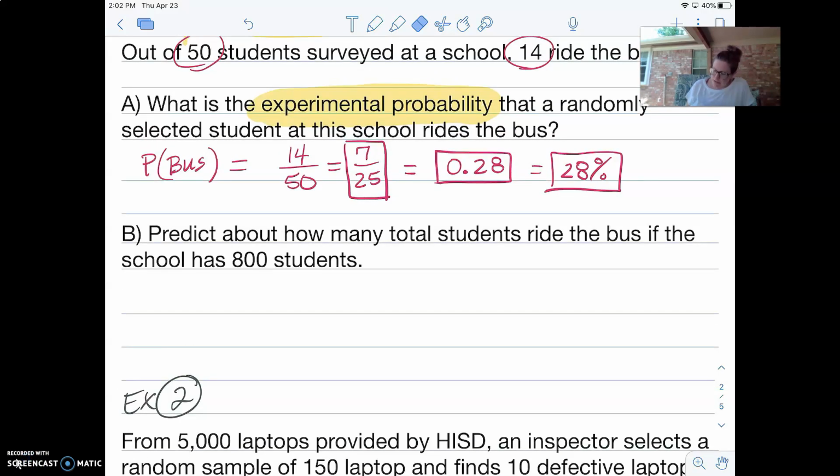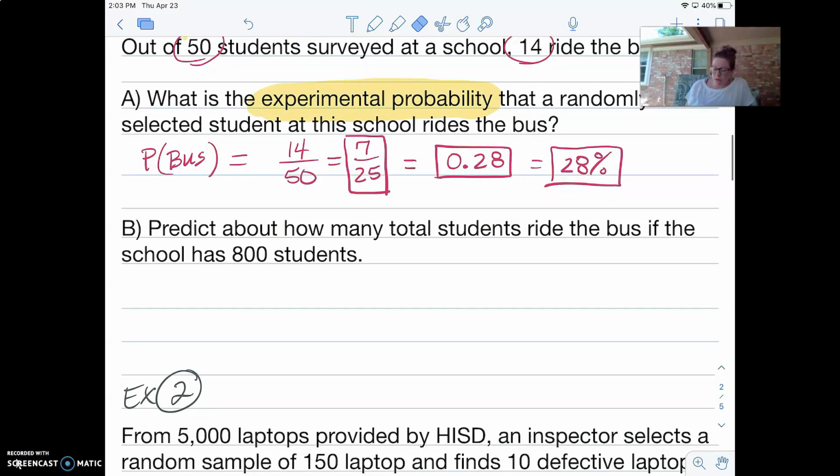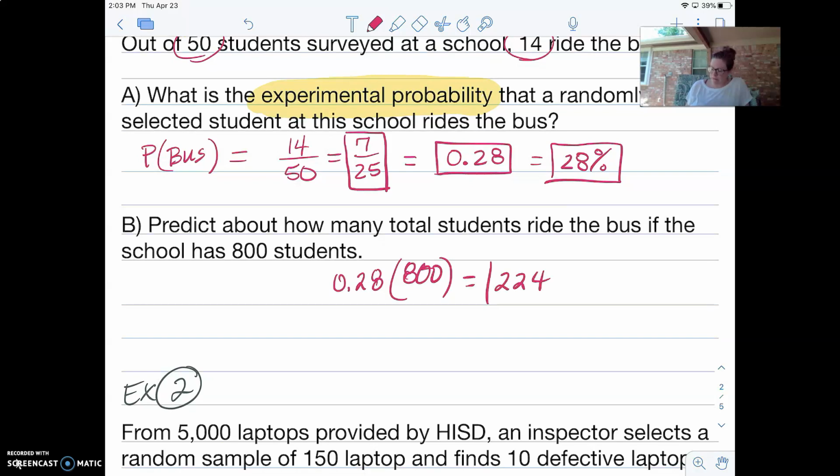That means we want to take essentially this 28% or 0.28, and we want to multiply it by the total number of students. So based on the survey, we think that there's going to be about 224 students that ride the bus. Now, is that accurate? No, not necessarily. Because I did an experiment, this survey, where I only tested 50 students out of the whole school. It could be a totally different number based on the population that you sample.